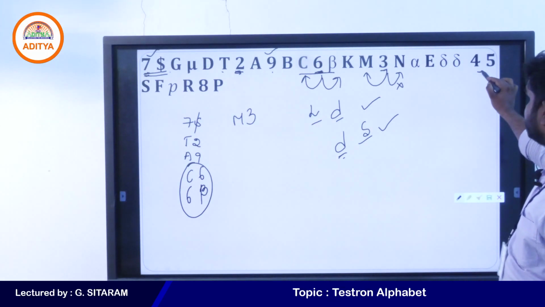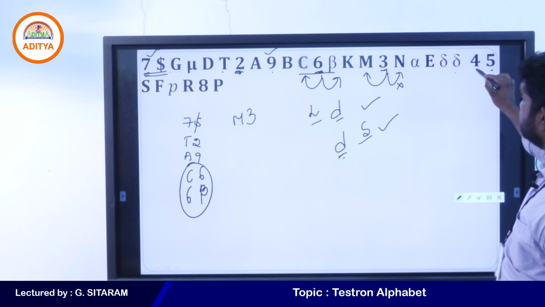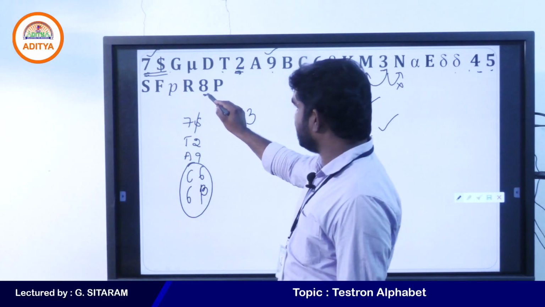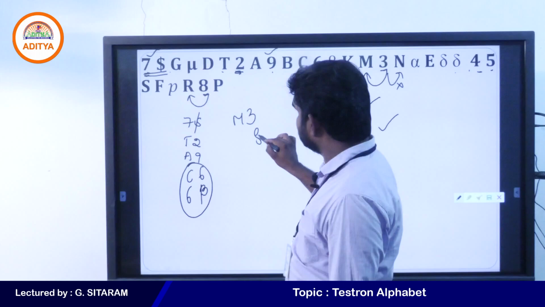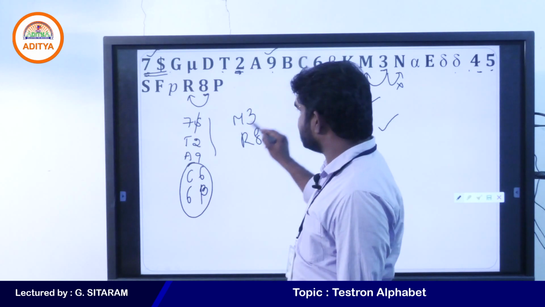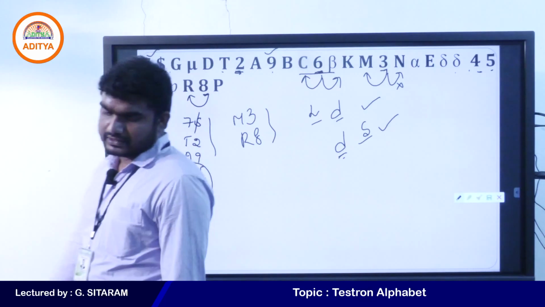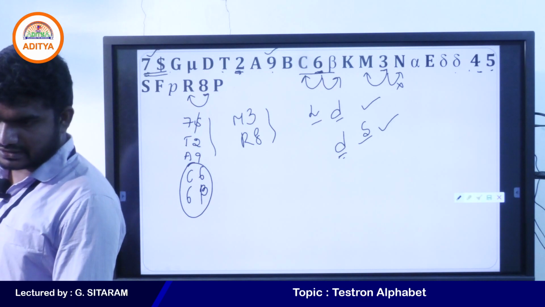Then 4. Is it preceded by a letter? No. 5. Is it preceded by a letter? No. Then 8. Is it preceded by a letter? Then you can take it. 8 R. How many pairs are there? 1, 2, 3, 4, 5, 6 and 7. 6 pairs are there. 6 is your answer.